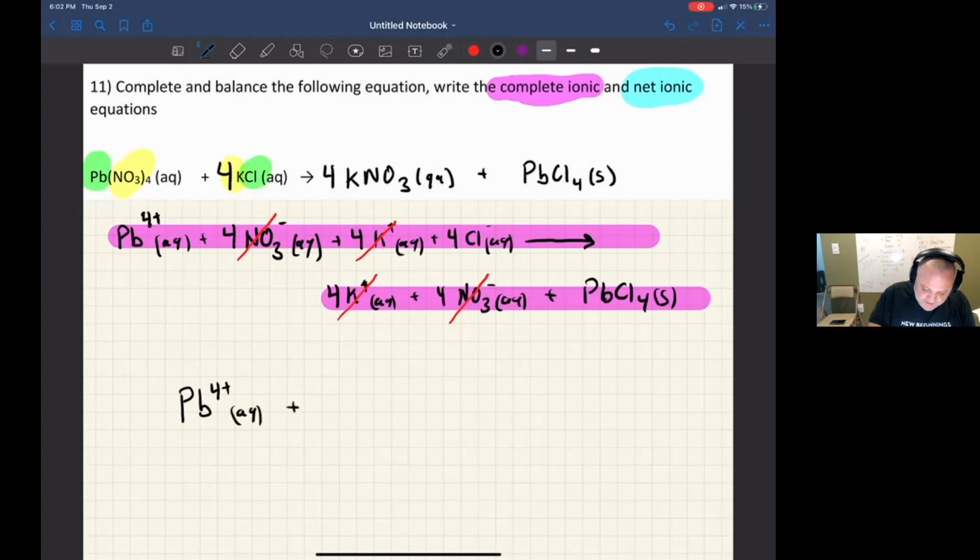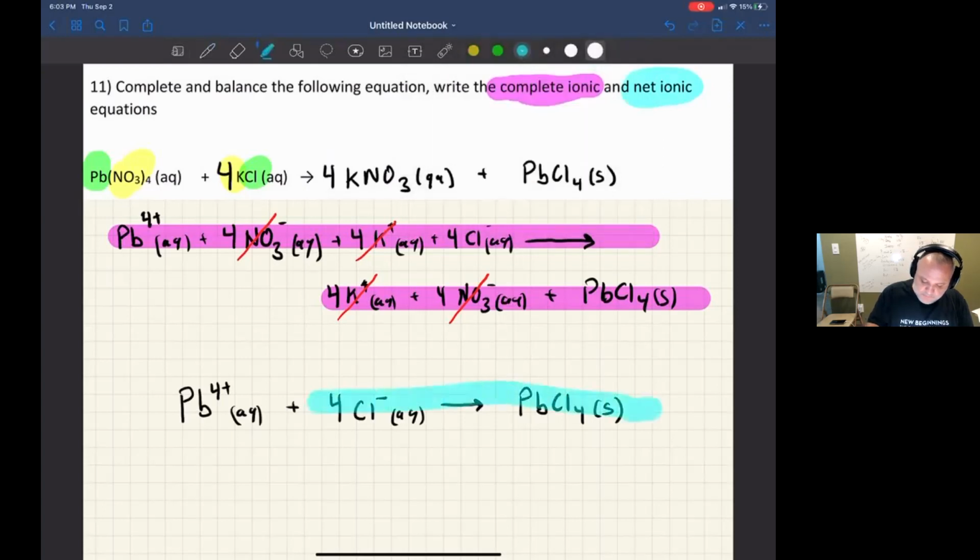And so the net ionic equation seems to be telling me that one lead 4 ion in an aqueous state got together with 4 chloride ions in their aqueous states to form a lead 4 chloride formula unit in the solid state. And that is the net ionic equation. And so I've done everything I needed to do for this problem, and so I'm done.